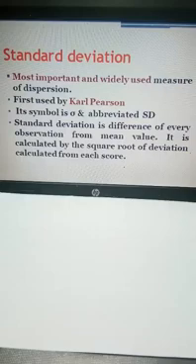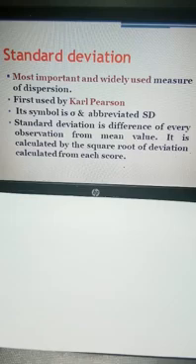So once again I am moving to the definition of the standard deviation. Standard deviation is the difference of every observation from the mean value. I think now it is very clear to you that it is the difference of every observation from the mean value, because we are calculating the standard deviation from the mean.